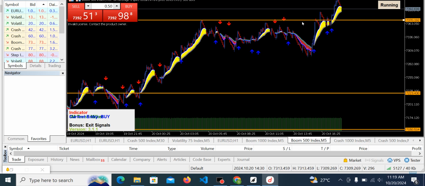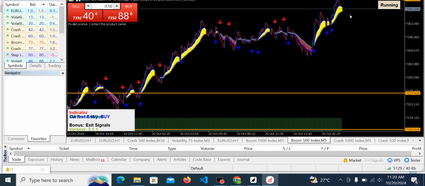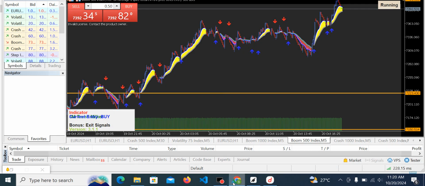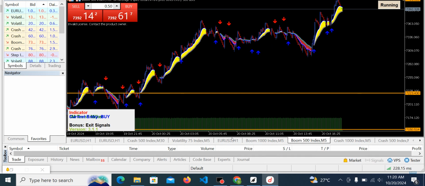If it's unable to break out from there, then it will go back into a downtrend, but we will have to wait for the right signals before we can go fully into a downtrend. But for now, it is still buying, even though it might not be for a very long time also, in case it's unable to break out from the resistance zone. Okay, so this is very important. Next asset is going to be crash 1000. Let's check it out together.